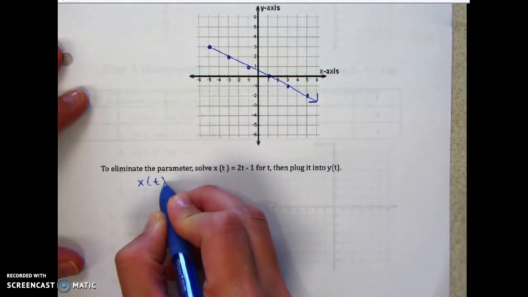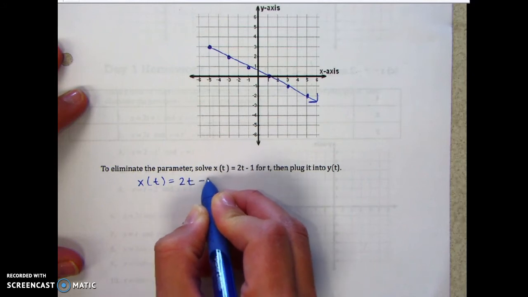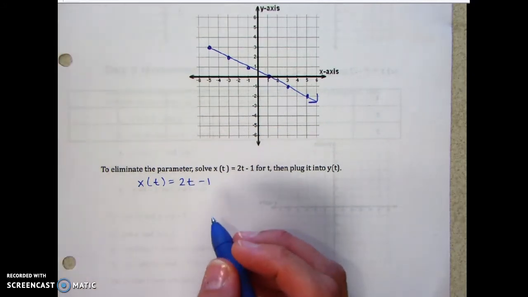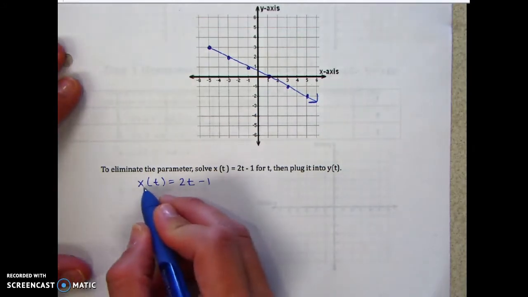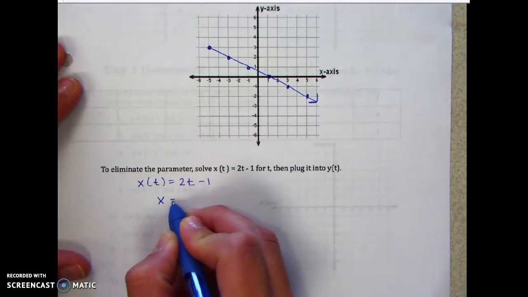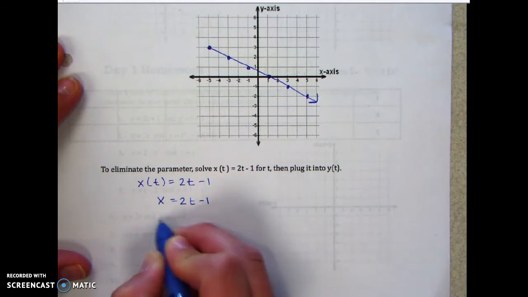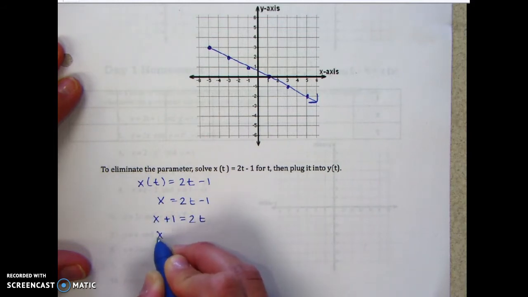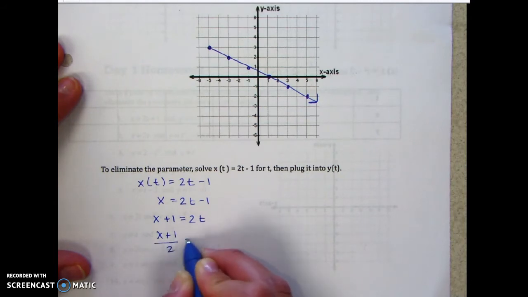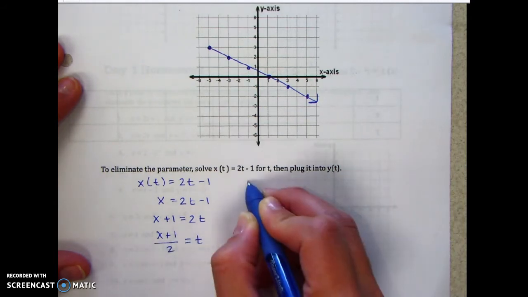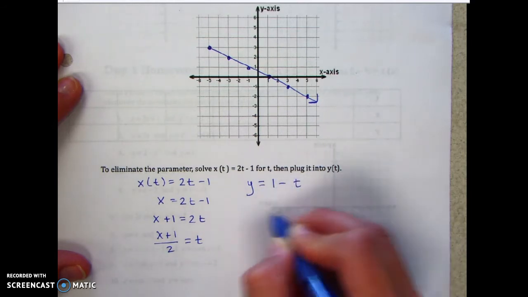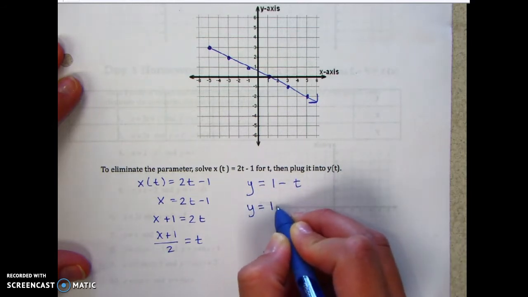So if we have x of t equals 2t minus 1, let's solve this for t. We don't really need x of t, we're just going to have x, okay? So we're going to add 1 and then divide by 2. And that equals t. We're going to take that and plug it into t of the other equation. You can go in any direction you want.